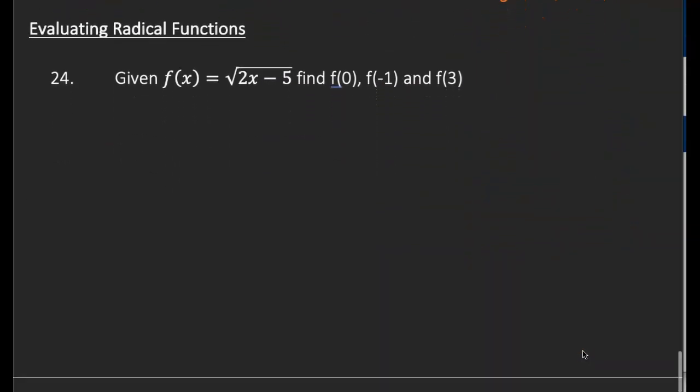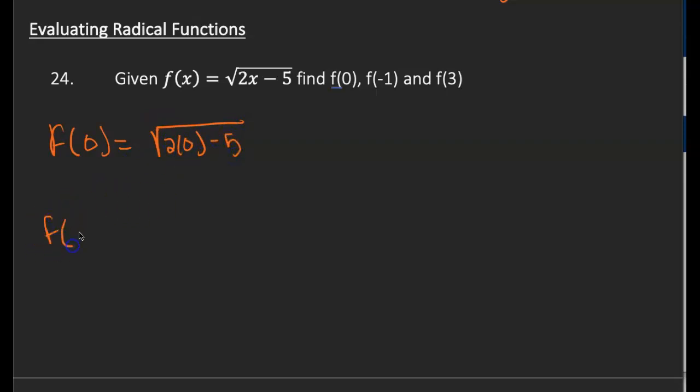We have one more example, very similar to evaluating rational functions and evaluating quadratics and evaluating linear functions. It's basically we're giving you an x value and you're going to substitute that into the function to find the y value. So when f of x, oops, let's try that again. F of 0, I'm going to substitute that 0 for the x.